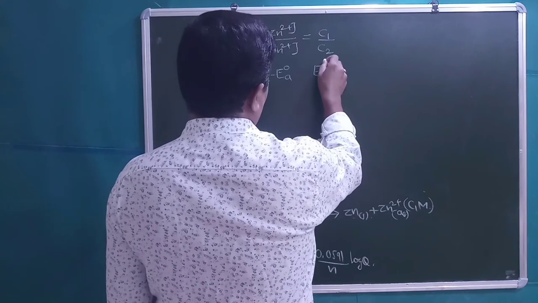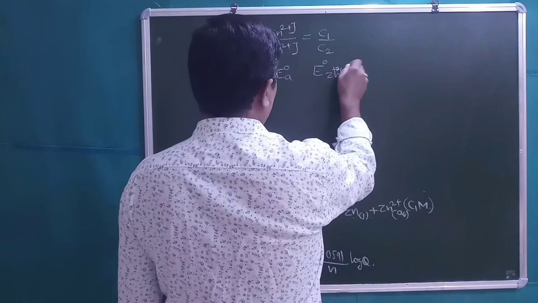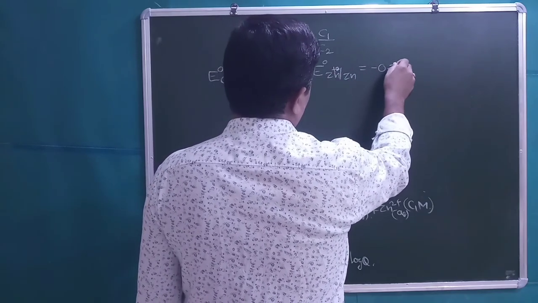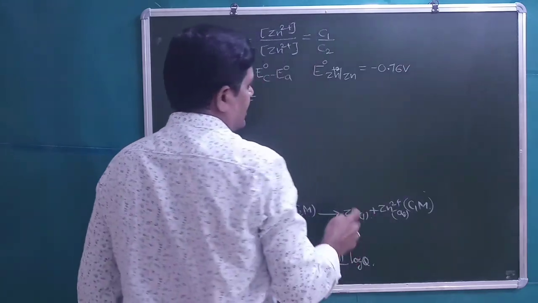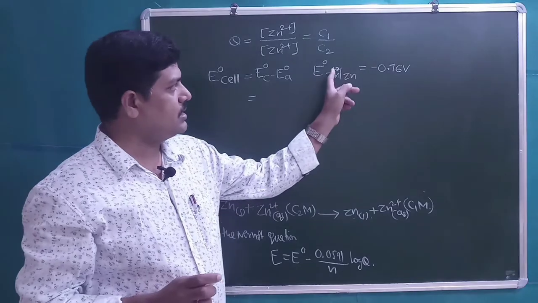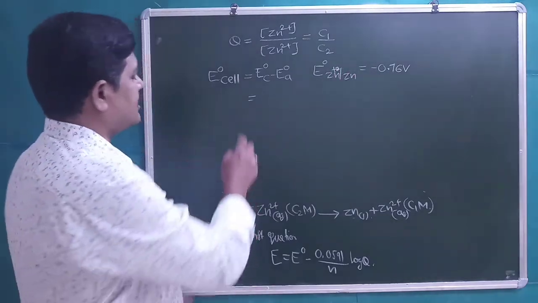For example, let us take the E naught value for Zn slash Zn2 plus slash Zn, which is equal to minus 0.76 volts. Reduction potential. Zn2 plus is converting into Zn, it is undergoing reduction. Reduction potential is negative. Let us substitute.